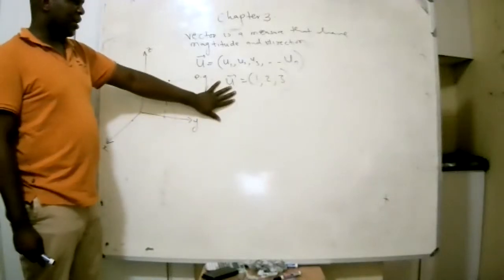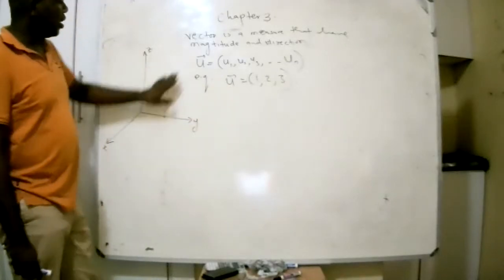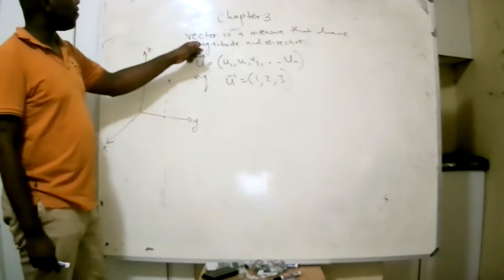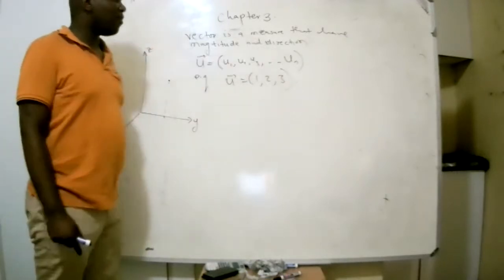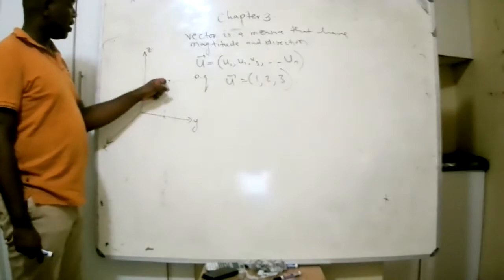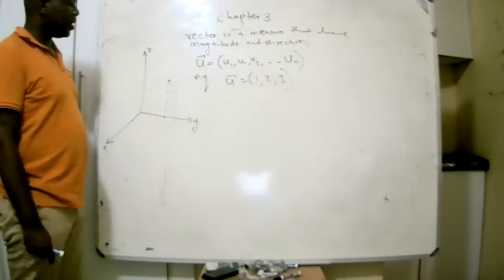So I have explained what a vector is. A vector is a measure which has magnitude and which also has a direction. And I've given an example of a vector in this case.